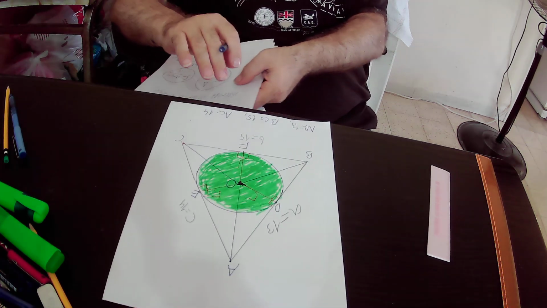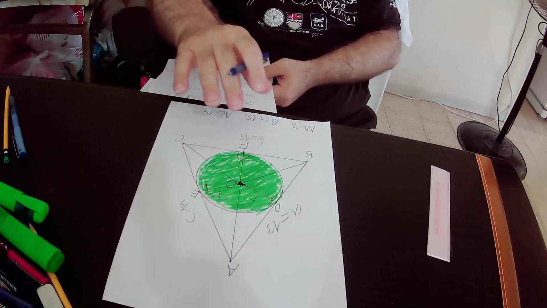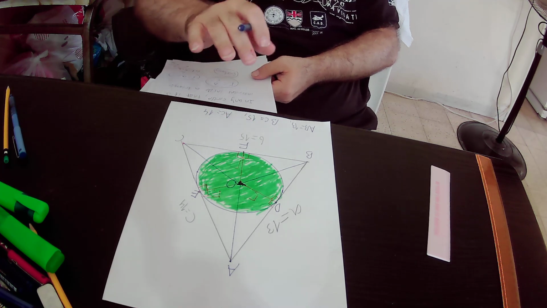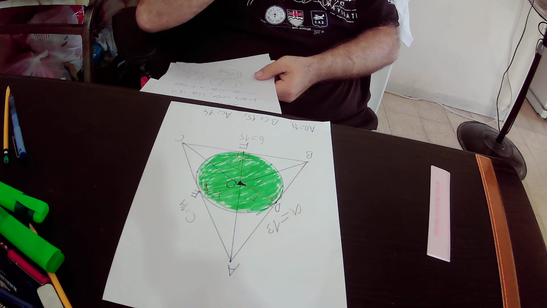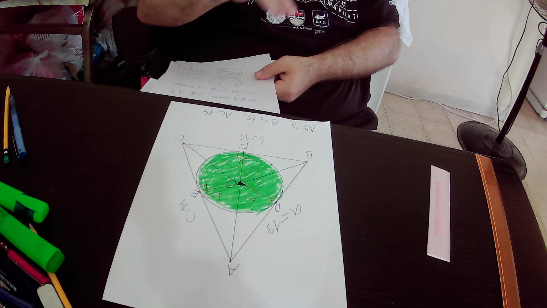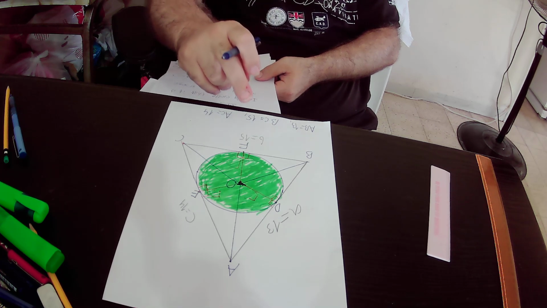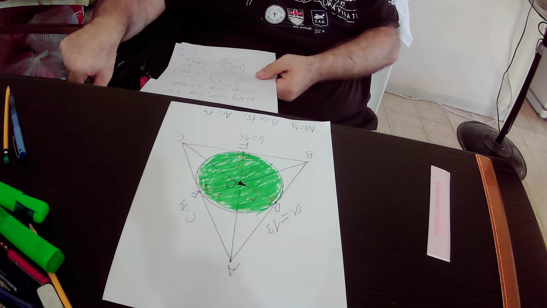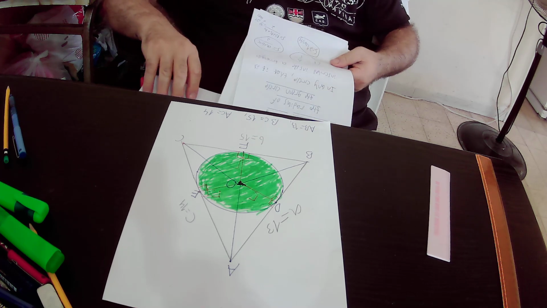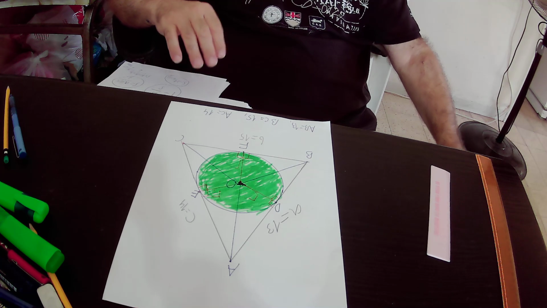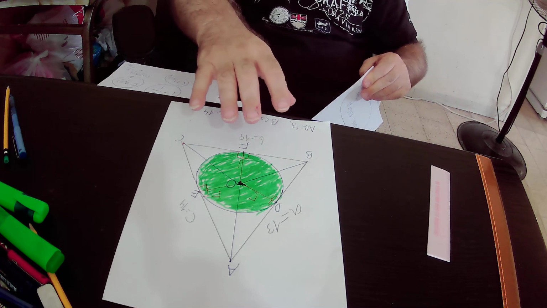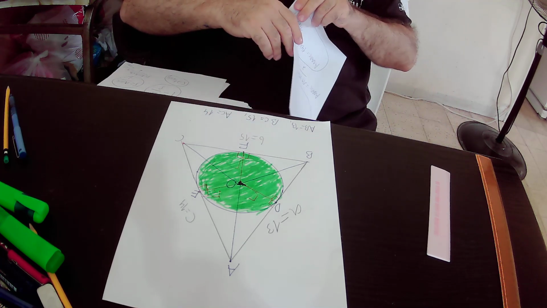The area of the green circle equals 16 pi square units, or in terms of numbers, the area of the green circle equals 50.265 square units. Okay, so now I will summarize the lecture. Actually, we wanted to find out the area of the green circle.